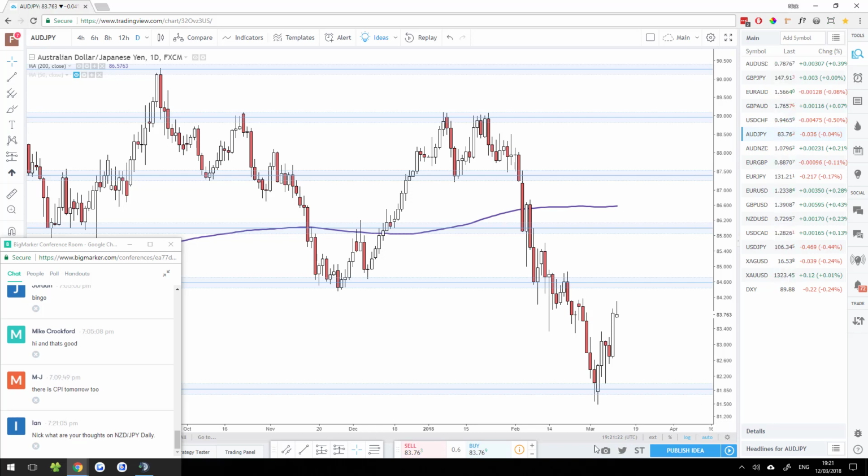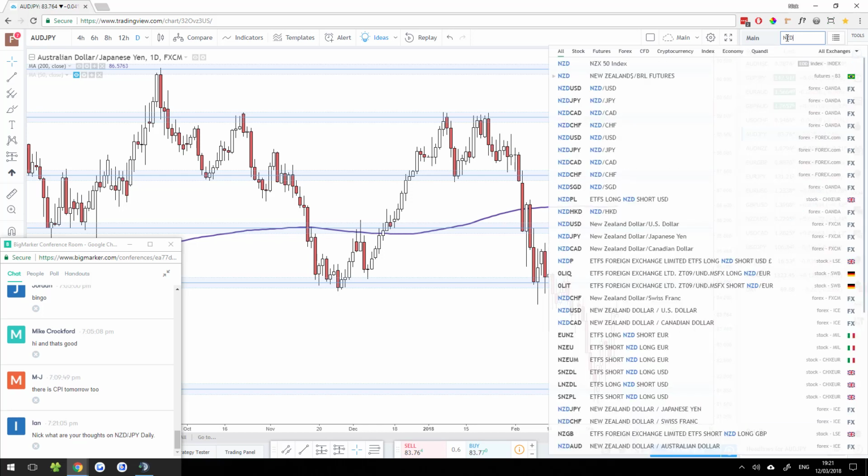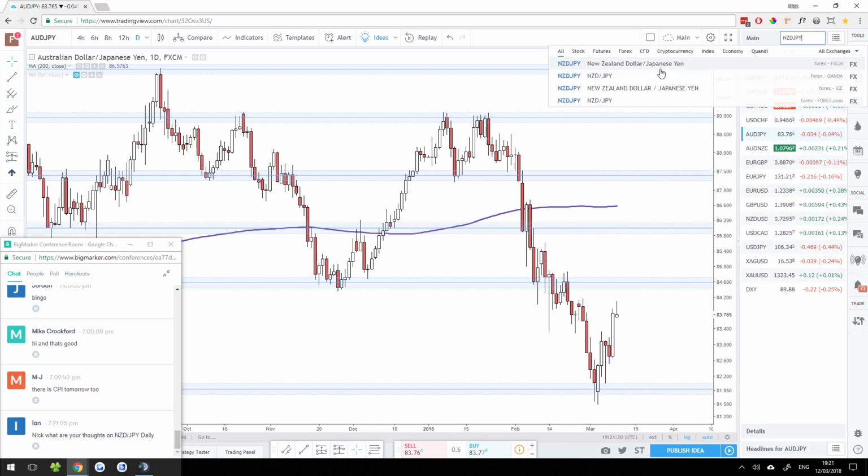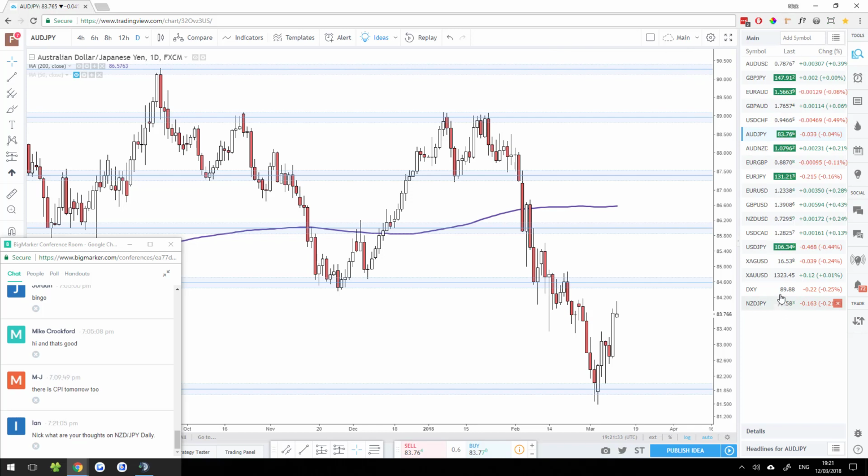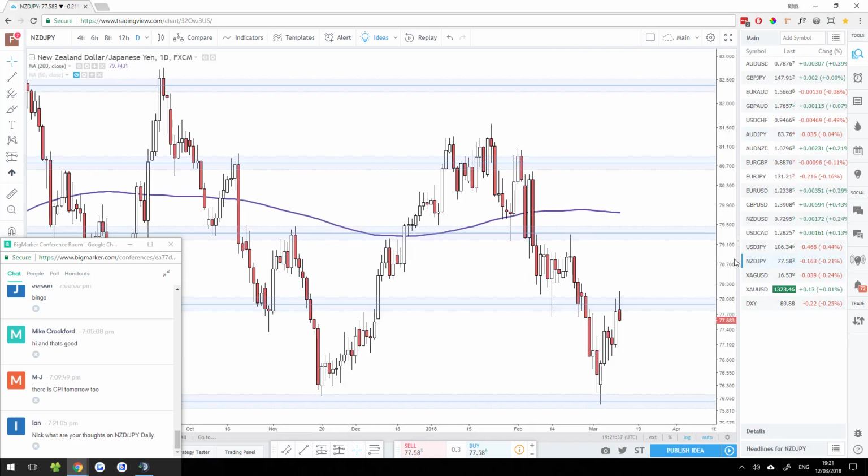What are my thoughts on New Zealand JPY daily? We can check that out. I don't really trade New Zealand JPY. I'm not a big fan of JPY crosses in general. I just find them a bit tricky to trade. I find them very unreliable. So I don't often have them open.